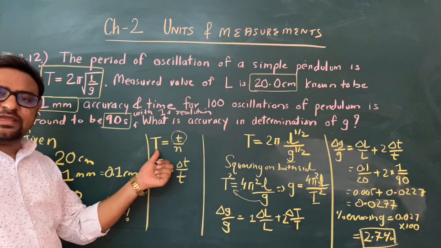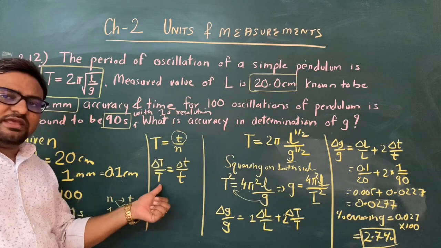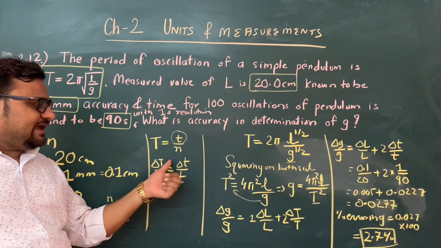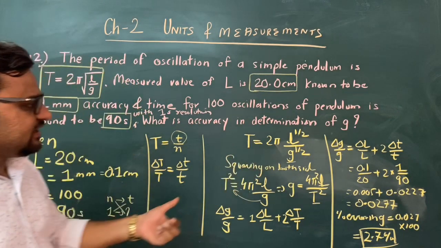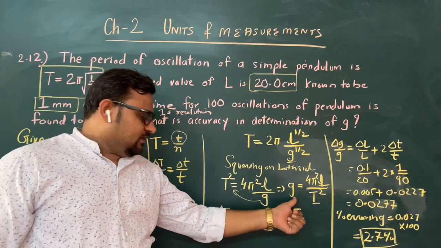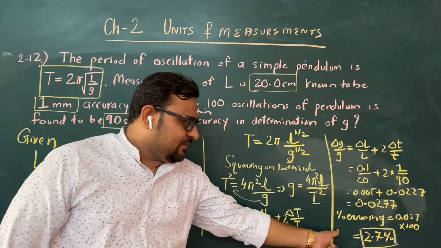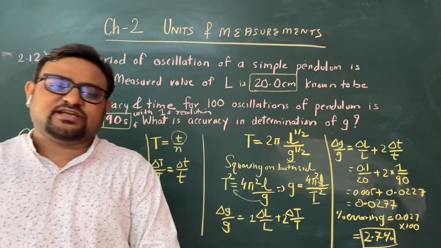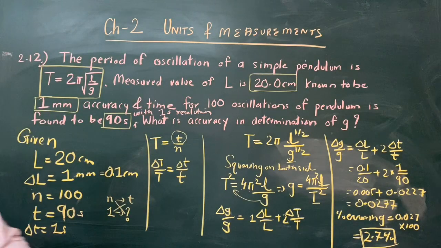Now, what is periodic time? Total time divided by number of oscillations. So delta t by t, using the error in combination, it will be delta small t upon small t. Clear? Now this is the formula for periodic time. I had taken the square and worked out the formula for G. Then found the formula for relative error, put down the values and multiplied by 100. I got percentage error 2.7 percentage. Clear? So note down this question.